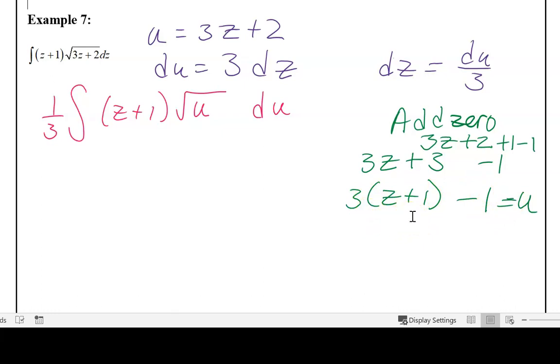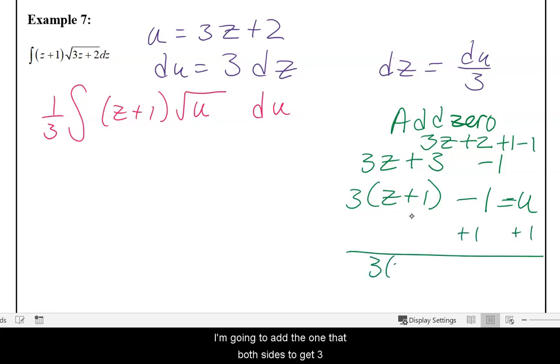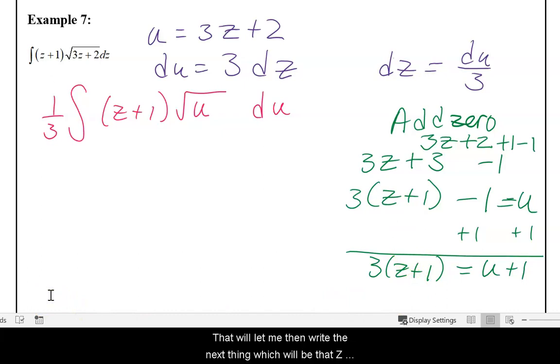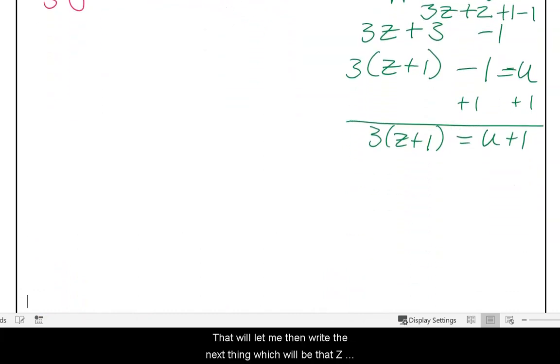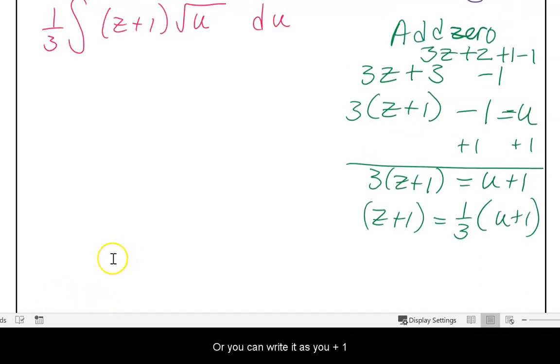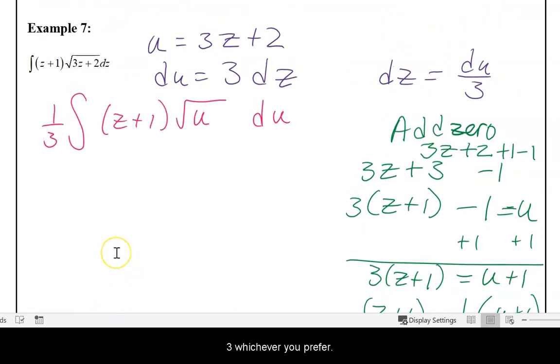Of course I can. First, I'm going to add the 1 to both sides to get 3 times z plus 1 in parentheses equal to u plus 1. Now to isolate z plus 1, I need to divide by 3. That will let me then write the next thing, which will be that z plus 1 in parentheses is equal to 1/3 in parentheses u plus 1. Or you could write it as u plus 1 divided by 3, whichever you prefer.